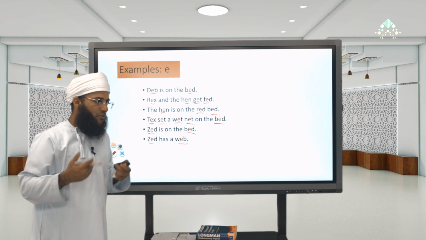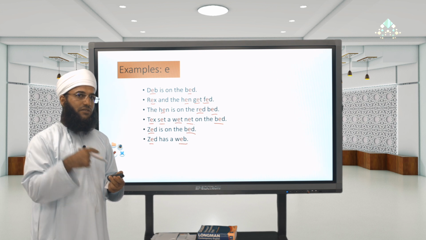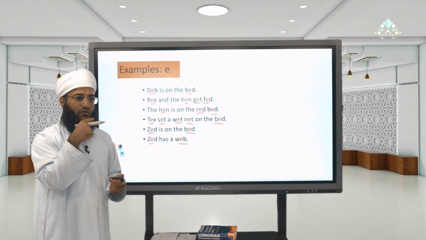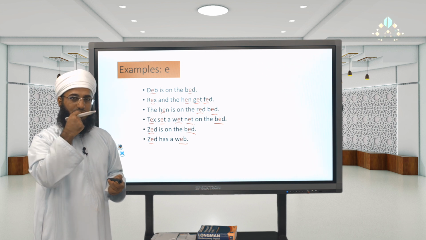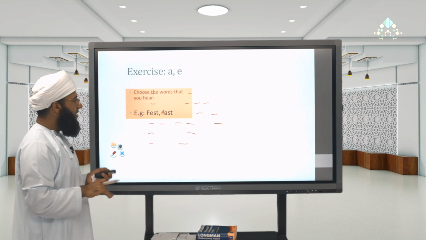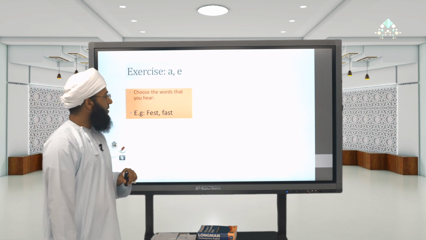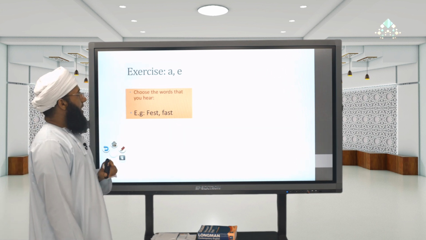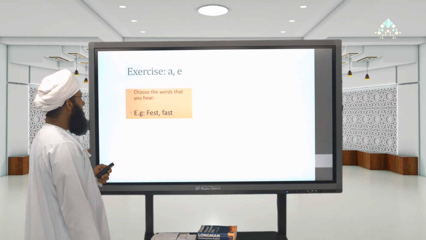So this is one way actually to practice. So I advise you repeat it, so this sound becomes familiar in your tongue. Okay? Now let's have a quick exercise. For A and E, choose the words that you hear.